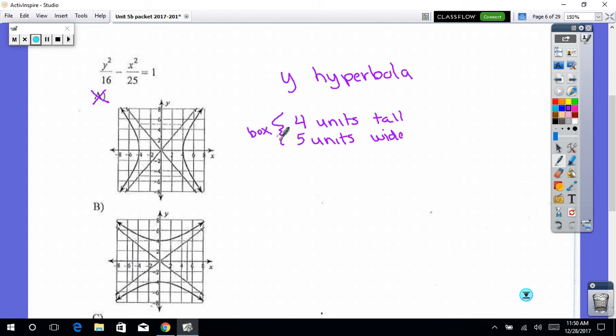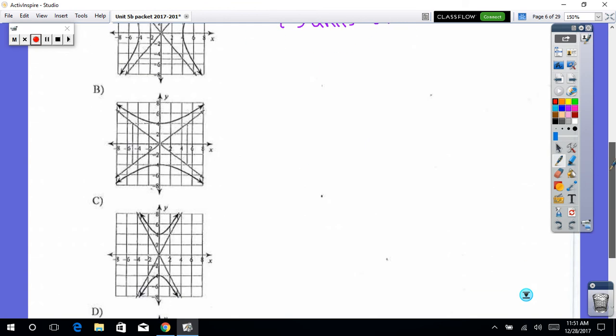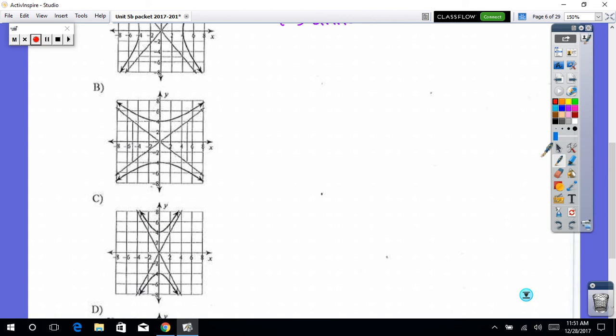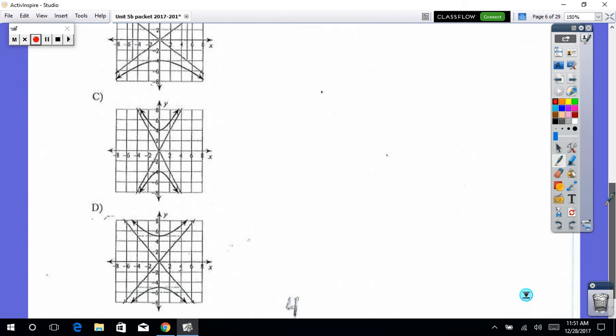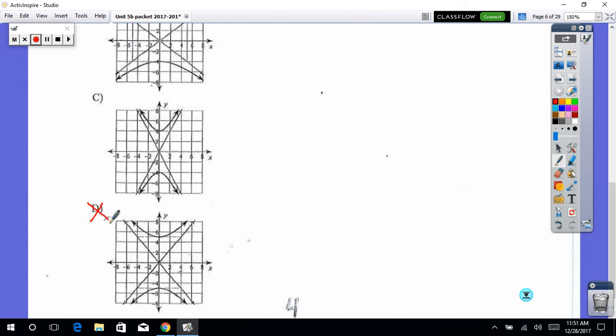Okay, this is for our box. Since A is already eliminated, I'm not even going to bother with him. Let's go down here. From the center up, we should be at 4, which he is, so he can stay. Center up is at 4. Center up is at 5, so he gets to go.